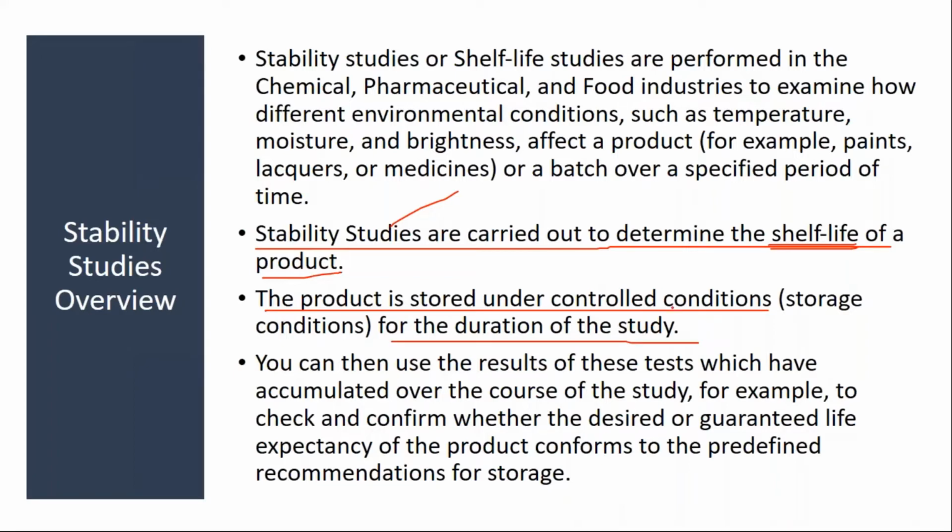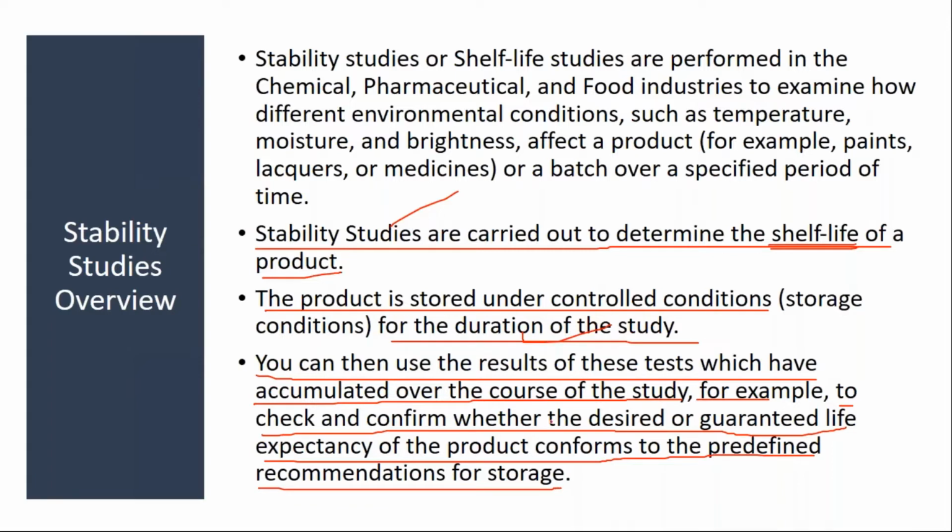I will explain this in detail. They store the product in particular conditions for a particular period. You can then use the results of these tests, accumulated over the course of the study, to check and confirm whether the desired or guaranteed life expectancy of the product conforms to the predefined recommendations for storage. So they store the product for a particular duration under particular environmental storage conditions, and after that they check whether the product is meeting the predefined quality parameters for the duration of the study.